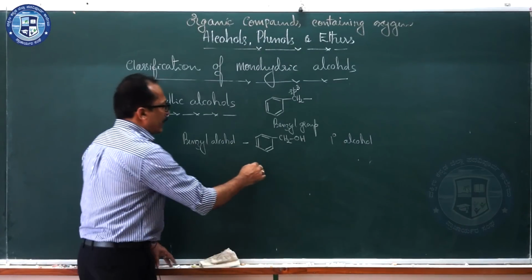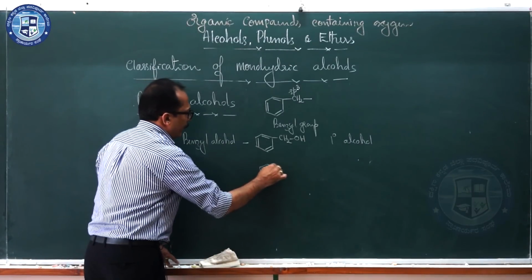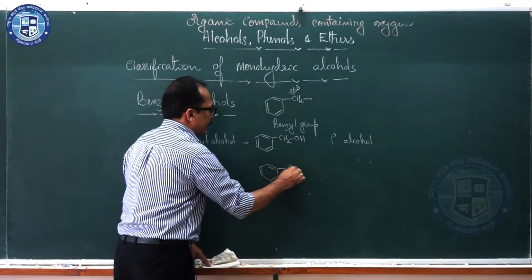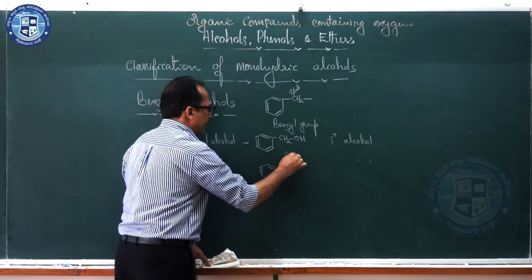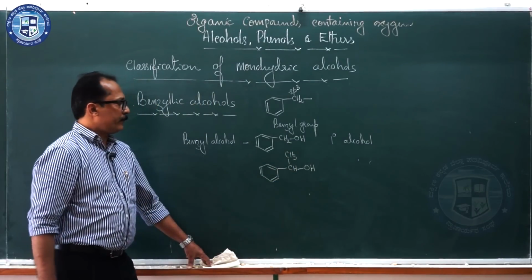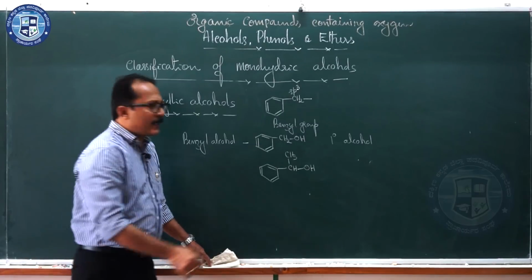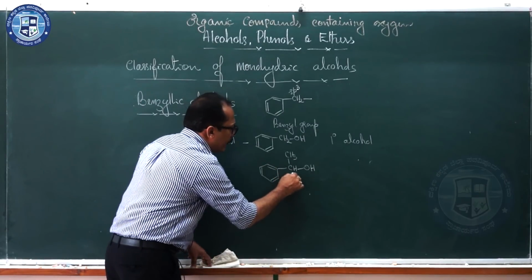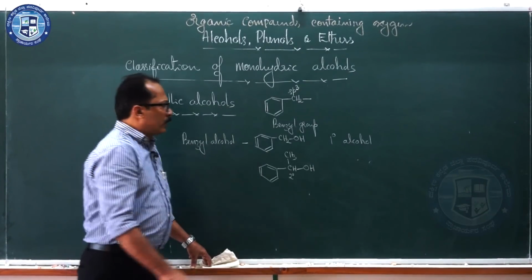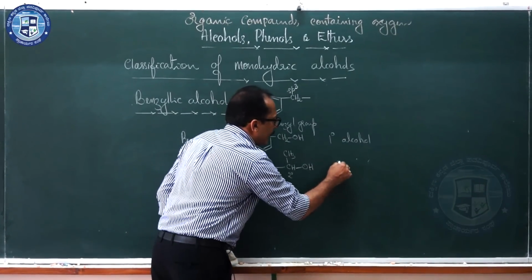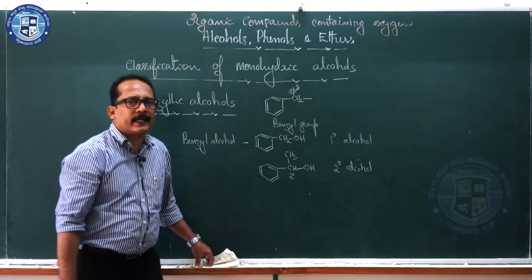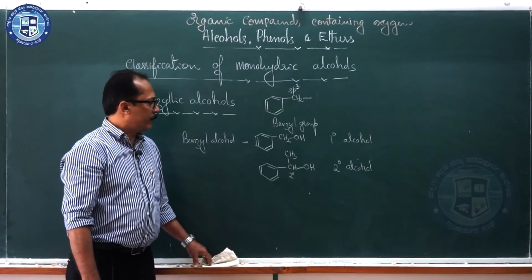One more example we can take. Benzene ring, CH, CH3, OH. Now here OH group is attached to secondary carbon atom. So it's an example for secondary alcohol, benzylic secondary alcohol.